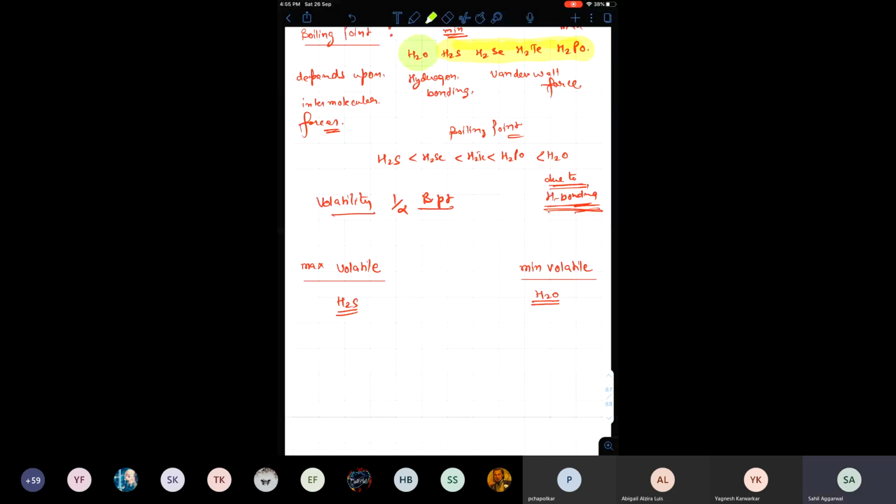Okay, both are weak forces, and either can dominate the other. Here hydrogen bonding is dominated over van der Waals forces. There, van der Waals forces are dominated over hydrogen bonding. It is just an experimental observation.